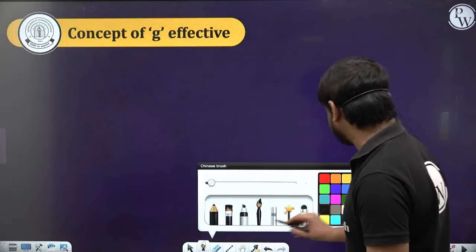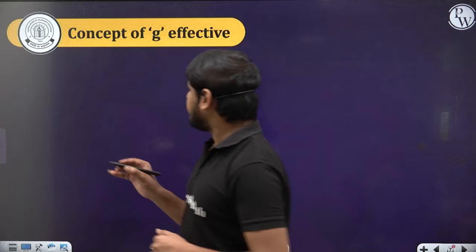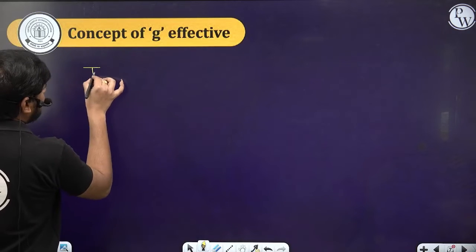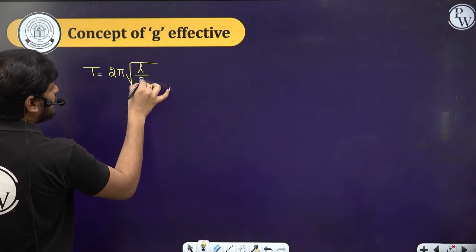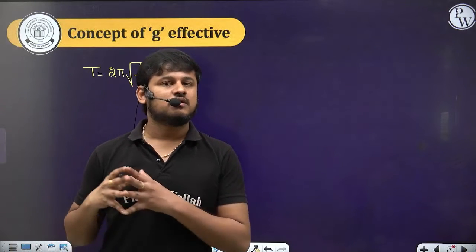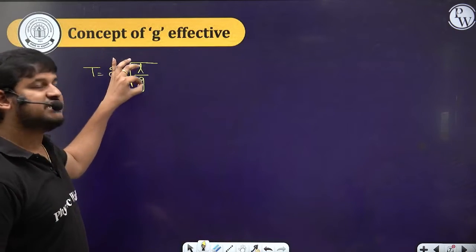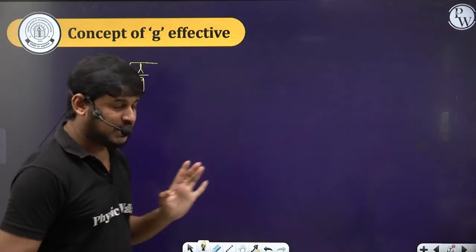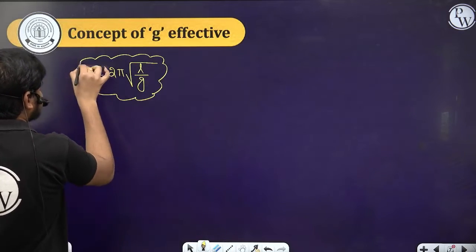Now let's see the concept of G effective. In the time period formula of a simple pendulum, we know that this G is the acceleration due to gravity, right? When the object is not in an accelerated frame, you have to take the G value as 9.8. But let me consider this scenario. Let me explain with examples.